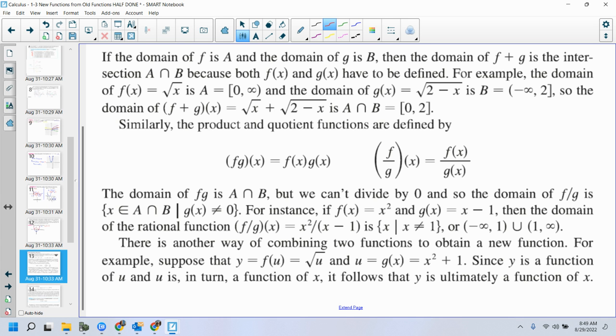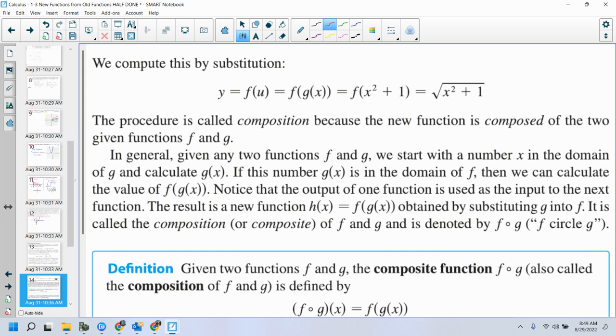You know, if x can't be equal to 1 in f, well then x can't be equal to 1 in f plus g. If x can't be equal to 1 in f, then it can't be equal to 1 in f times g, or f minus g for that matter. The same thing is true for f divided by g, but I also have to think about where g would be equal to 0 as well.